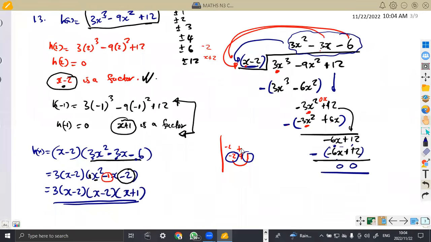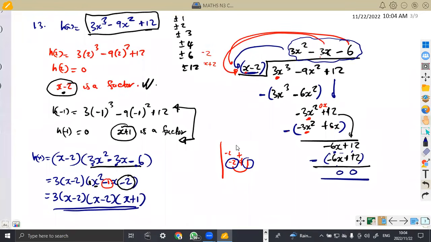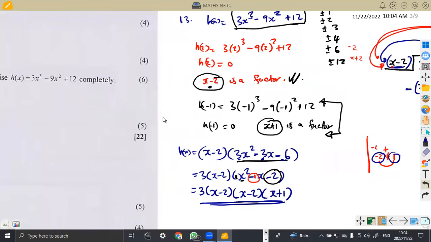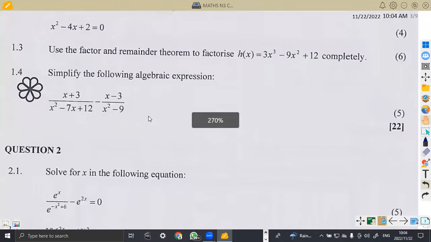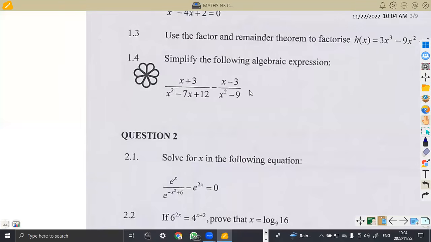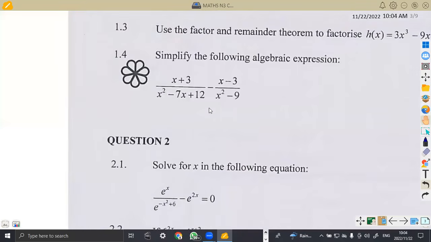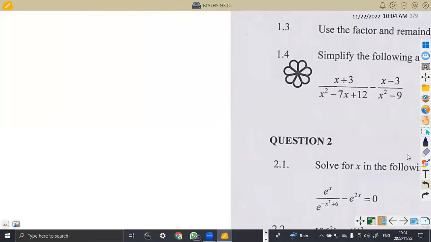So guys, as you can see, if you are dealing with factoring, remember that you must follow the stages properly. Make sure that you follow the given stages properly. So that was 1.3, for 6 marks. The other part, which is 1.4, was for us to simplify the following algebraic expression. Okay, so I'm just going to write down our algebraic expression on 1.4.